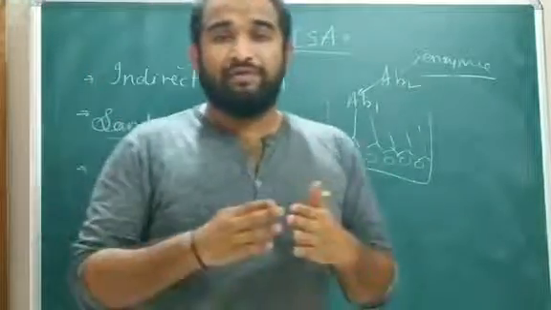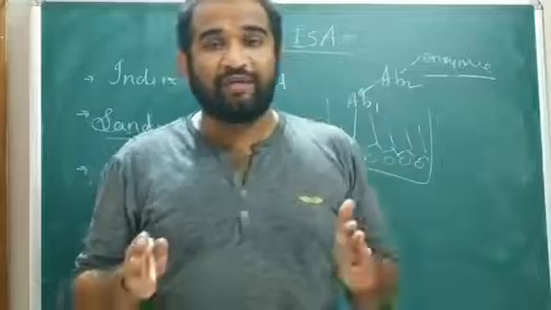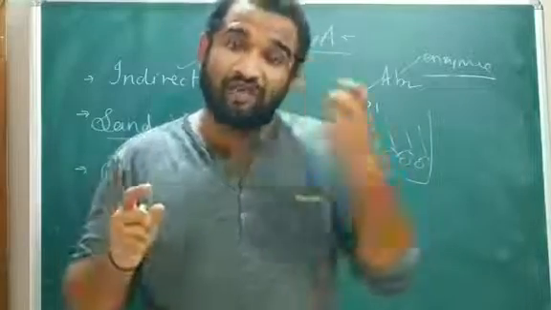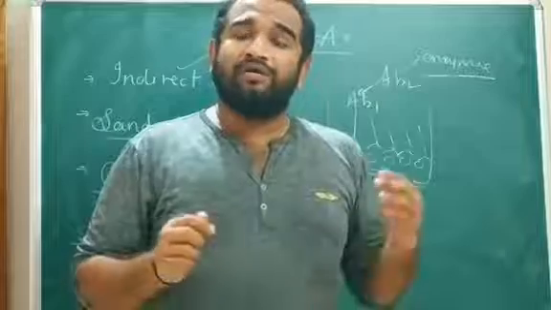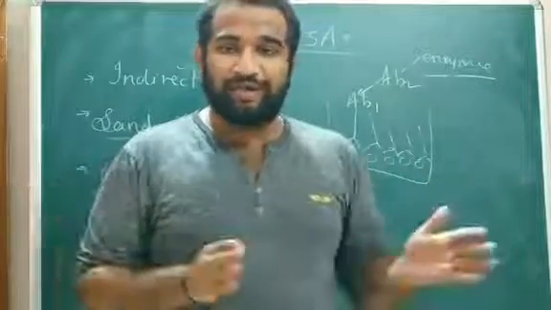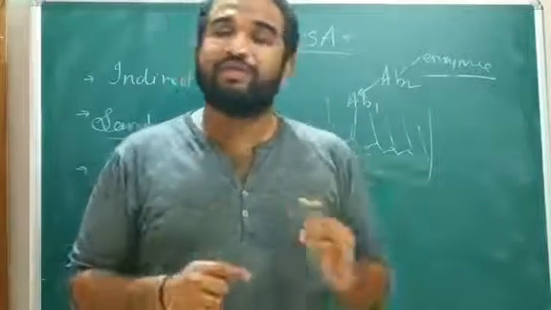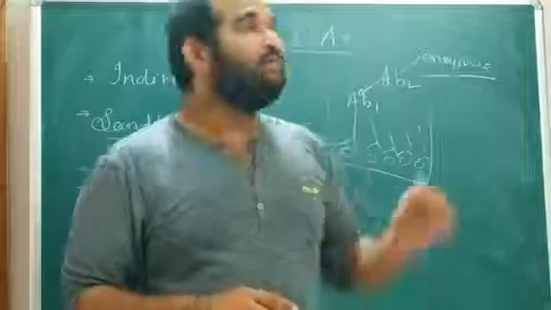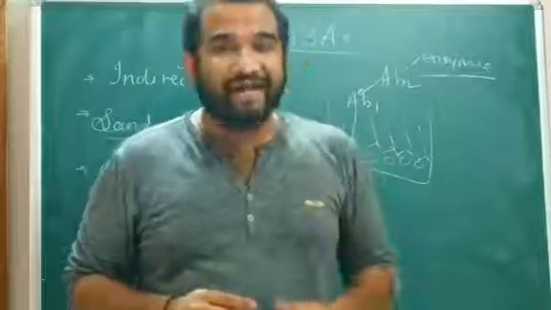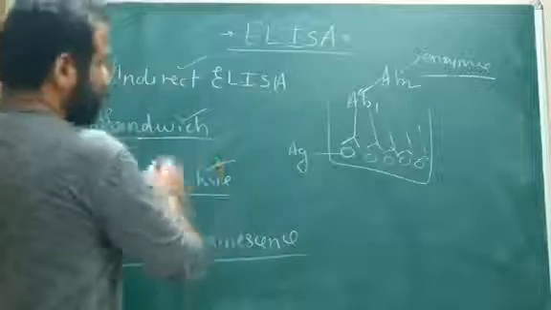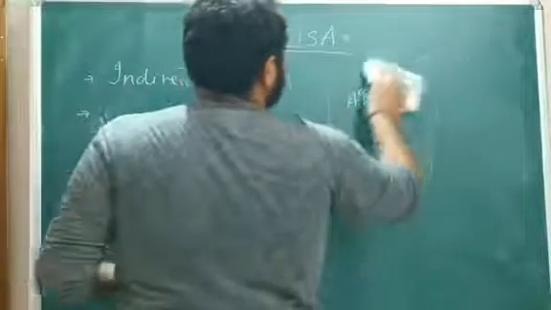Now, suppose someone is suspected of having an infection. Within 6 weeks of the infection or after 6 weeks of the infection, the person is tested for HIV by the process of ELISA, which is an enzyme-linked immunosorbent assay. Now the next one is called a sandwich assay. What is a sandwich assay?